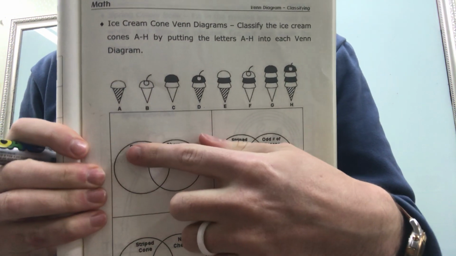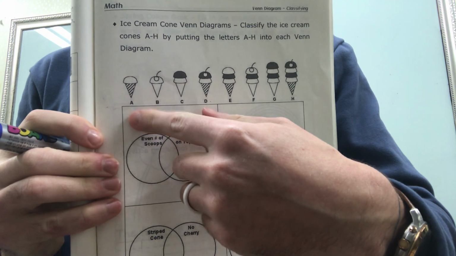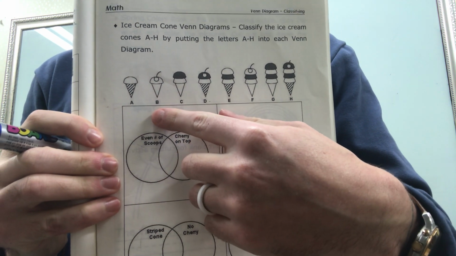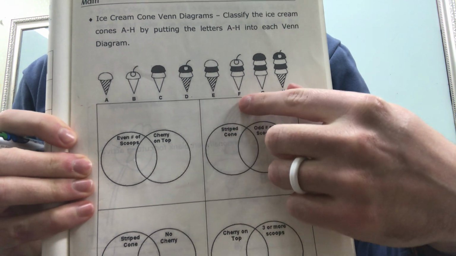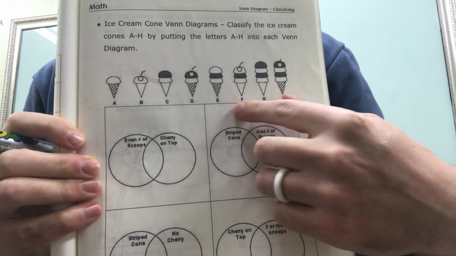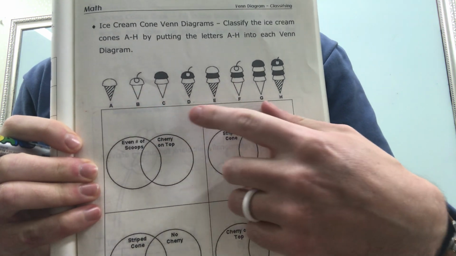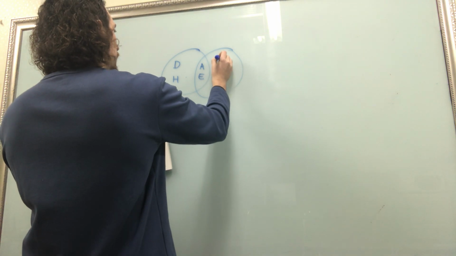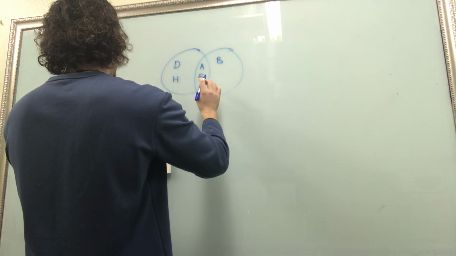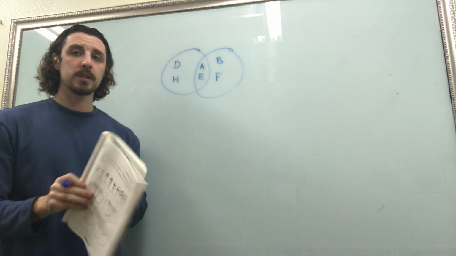Now let's do the odd number of scoops. So A, we already have. B is odd. E is odd. F is also odd. So now we have A, B, E, F. A is already there. Let's do B. E is also there. Let's go F. Okay? That is your answer for the second one.